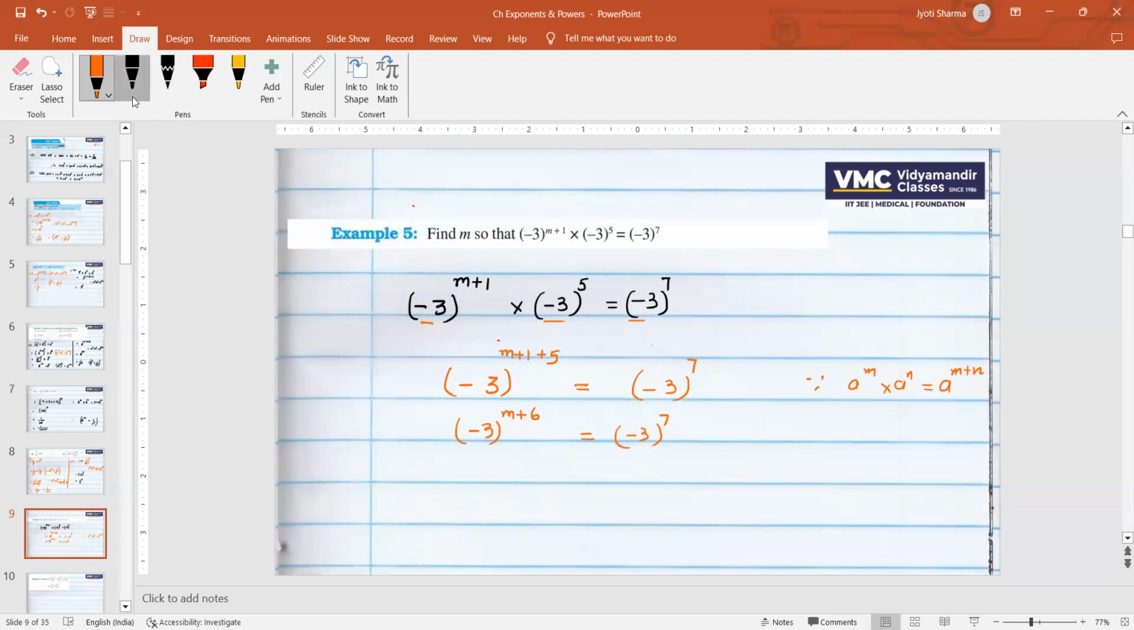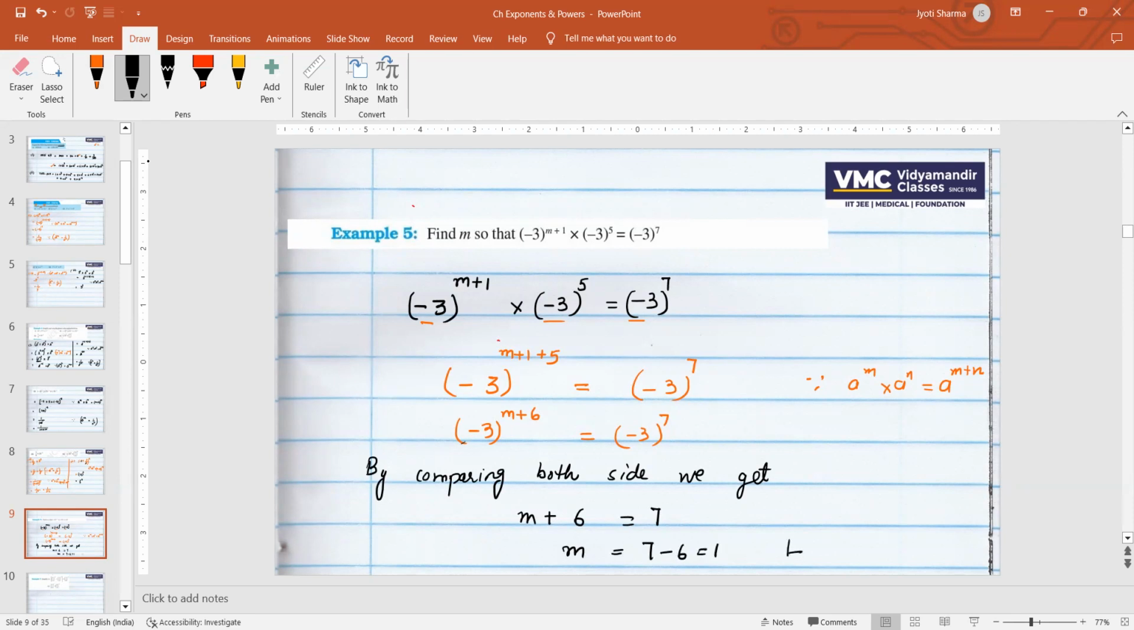So here, by comparing both sides, you cannot cancel like this. Do not do this. So by comparing both sides, we get, because you can see the bases are same and there is an equality. To maintain the LHS equal to RHS, the powers have to be same for the same base. So we will say that the powers are equal. So I will get a linear equation which we can solve. So that means m is equal to 1.